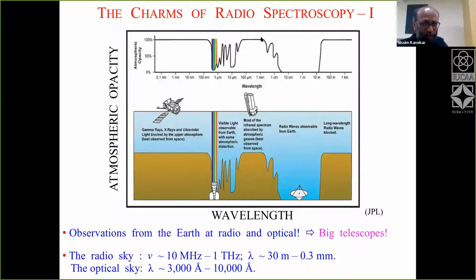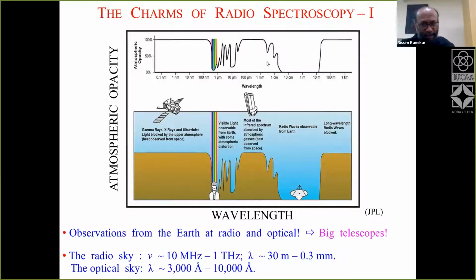And then in the mid to far infrared, again, the opacity is almost 100%, all the way out to about a millimeter. And then as you go to longer wavelengths, the opacity tends to drop. In this part of the band, the opacity is coming mainly from water and oxygen in the atmosphere. And so if you go to high altitudes, you can actually overcome some of this.